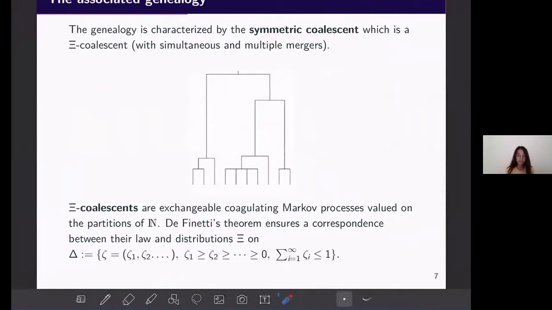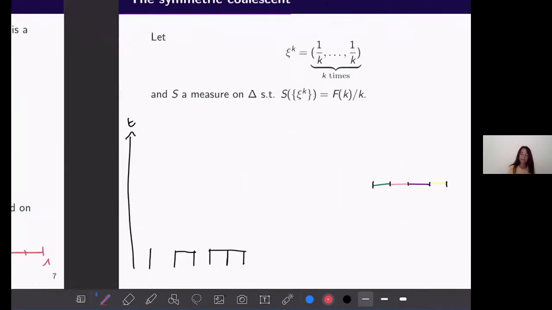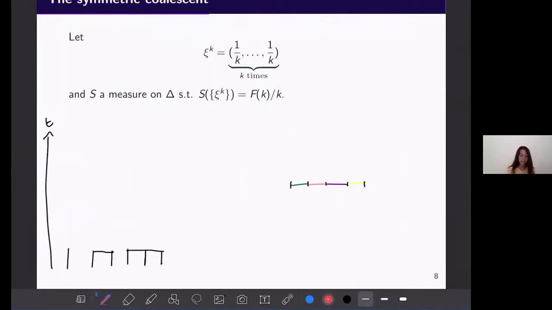The symmetric coalescent is a Xi coalescent, or coalescent with simultaneous and multiple mergers. Multiple mergers means that I can have more than two blocks coalescing into a single one, and simultaneous means that I can have several mergers in the same event. Xi coalescents are extremely related to distributions Xi on this simplex Delta. So Delta is the set of interval partitions of [0,1], where the sizes of the segments are given by these numbers. In the particular case of the symmetric coalescent, Xi is a measure on Delta such that we have this.